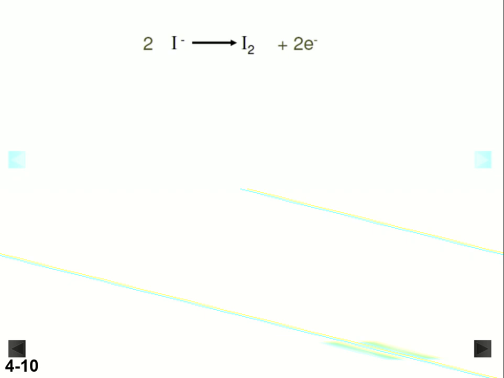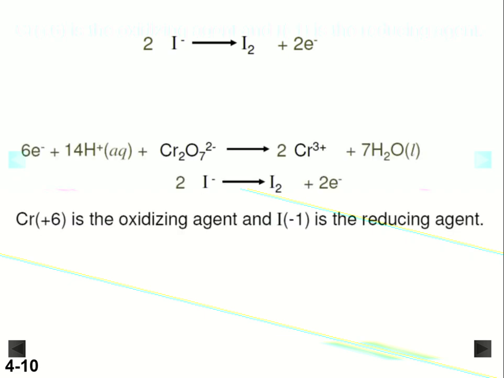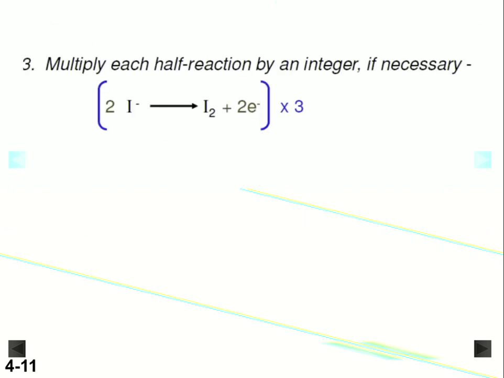Now, given this, we know that we've got a total of 6 electrons on the reactant side of the chromium and 2 electrons on the product side of the iodine, so we'll need to multiply the iodine reaction by 3 to make things balance out. So here's our 2 half reactions. We're going to need to multiply the second half reaction by 3 to get everything to balance out nicely.